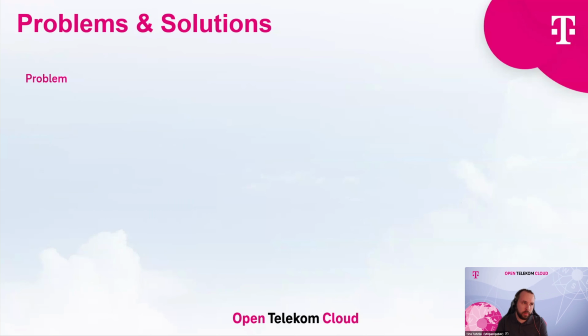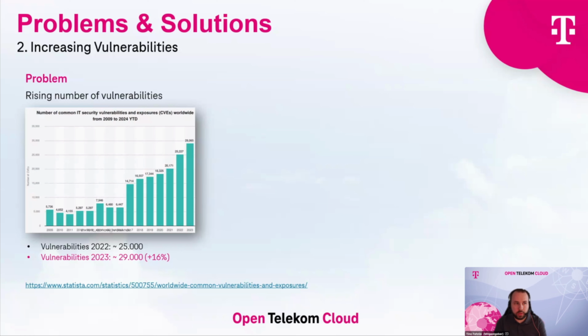Let's come to the second point. The second problem is also the rising number of vulnerabilities. As you can see from this Statista graph, we have a rising graph of vulnerabilities. For example, in 2022, there have been 25,000 known vulnerabilities, and the year after there are 29,000. So that means we had a 16% increase just in 1 year, and most likely they are rising. Vulnerabilities can be exploited, and that's what we want to avoid.